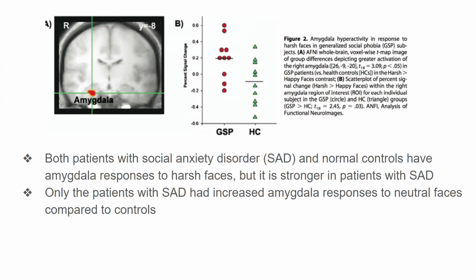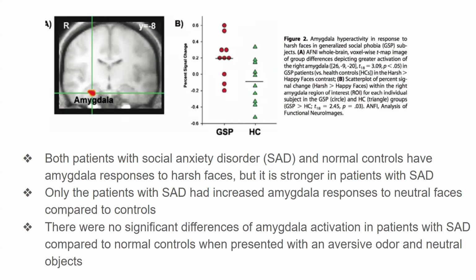And so they also did studies regarding presentation of aversive or noxious odors and presentation of neutral objects. And they didn't see any significant difference between patients with social anxiety and the controls. So this basically just drives the point that social anxiety disorder has to do with faces. So only people with social anxiety are going to react to these neutral faces, and it's not just random objects, it's faces, it's people. And when it was the aversive odor, it didn't change anything. People with social anxiety didn't react to aversive odors.